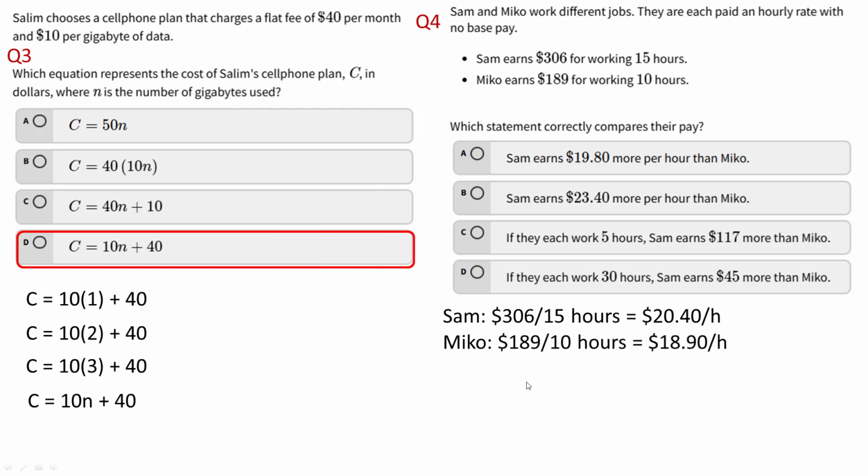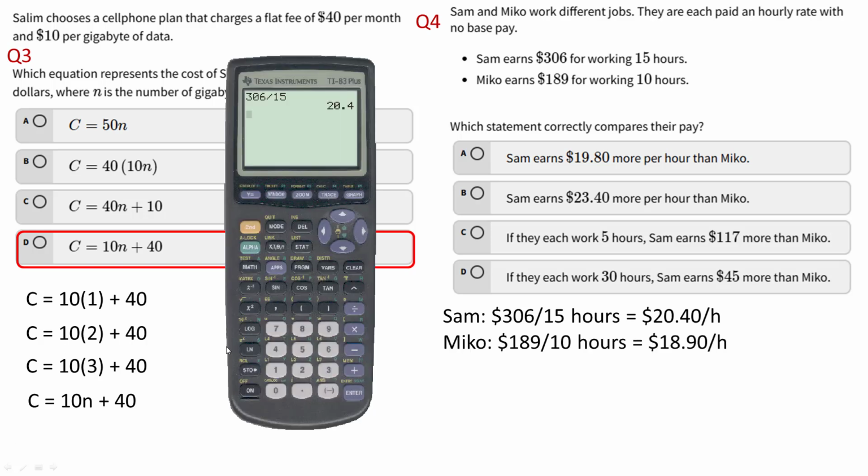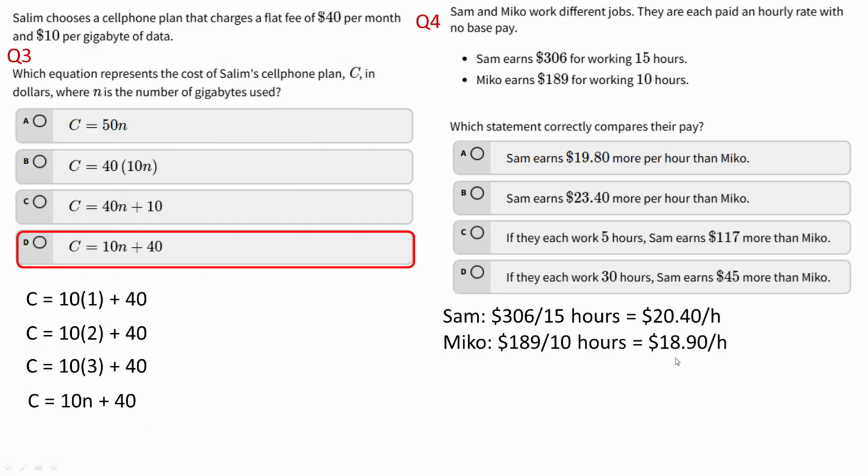And Miko, his pay is 189. And actually, if you divide by 10, you're just moving the decimal one place. So that's why you get 18.9. So he's making $18.90 per hour.